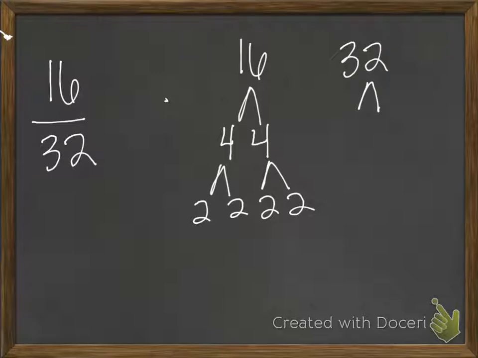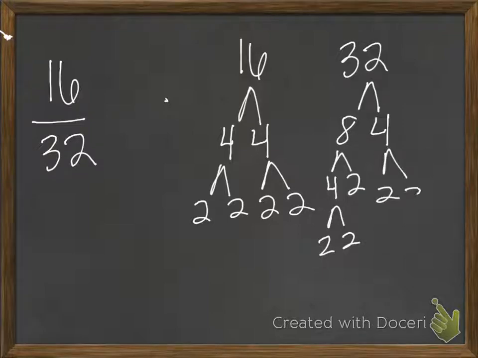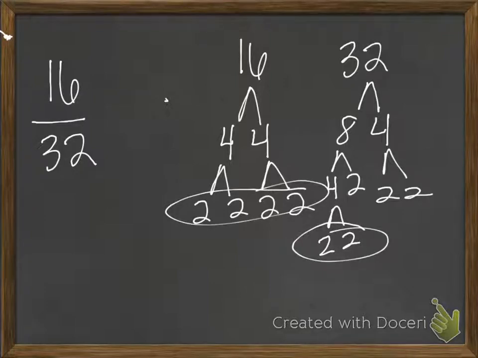32, we know 8 times 4 is 32. We know 4 times 2 is 8. 2 can't be broken up anymore, but this 4 can, and we go 2 and 2, and then up here 2 and 2. So what common thing, so you always look at the bottom rows. What common thing do you see? Well, it's 2, but we want to go up and see if there's anything else that's similar, that's a higher number.